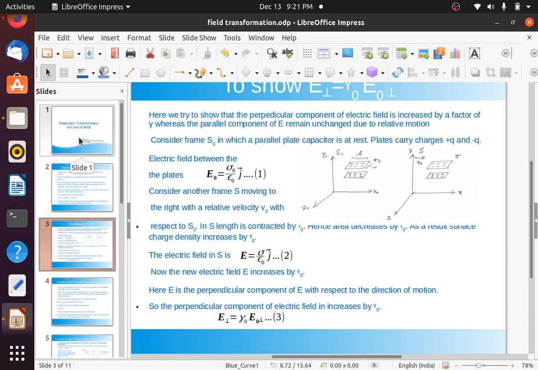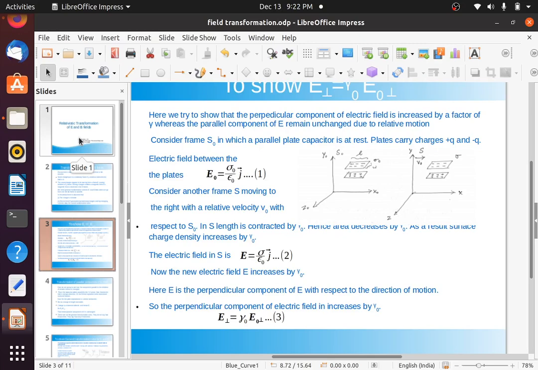Also, sigma 0 is taken as the charge density, and you also take that there is a charge plus q on the positive plate and a charge minus q on the negative plate. Let L be the length and W be the width of the plate. So we have got relation number 1.